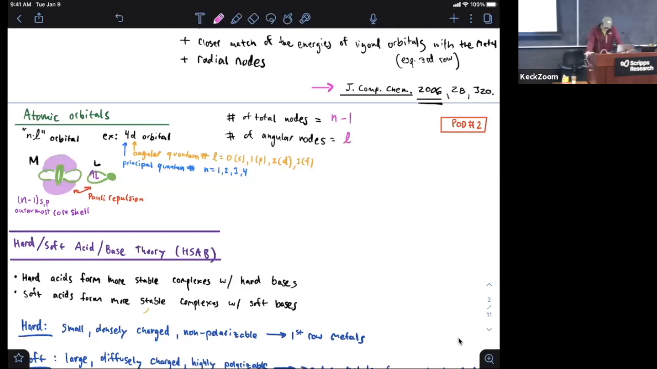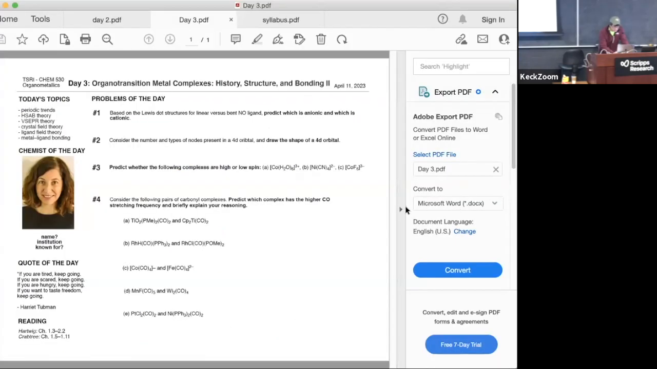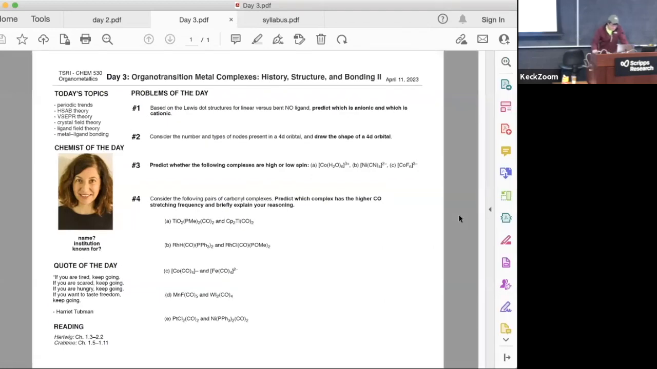Okay, so now let's use this background knowledge to consider problem of the day number 2, which can be fast if it clicks right away, but might not be fast if it doesn't click right away. It asks you to consider a 4D orbital. This is relevant to this discussion because we're talking about bonding to 3D orbital, 4D orbital, 5D orbitals. So consider a 4D orbital as a representative case and draw the shape. If it's easy for you, I would just draw the projection in 2 dimensions because 3 dimensions might be more complicated.